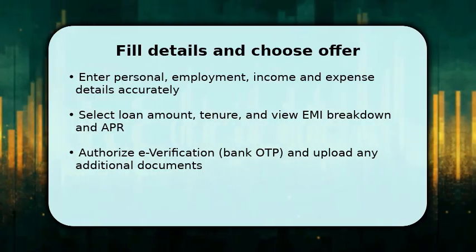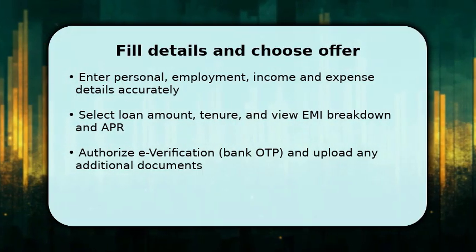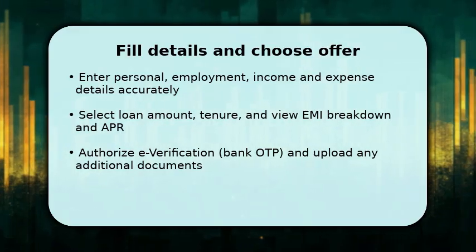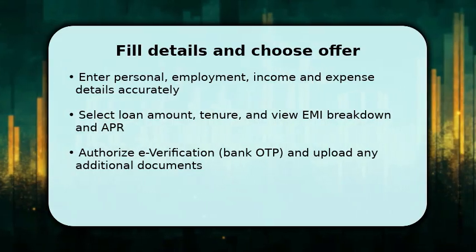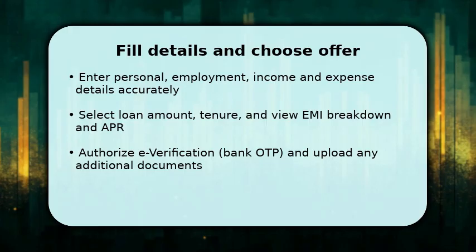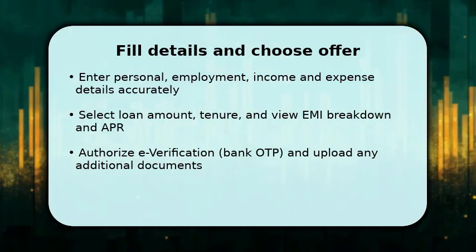Choose the loan amount and tenure and immediately review the EMI schedule and APR to compare cost. Authorize bank e-verification via OTP so Kissht can fetch statements. If asked, upload extra proofs like marginal tax or employment letters. Once your offer updates, double-check figures and click Apply.